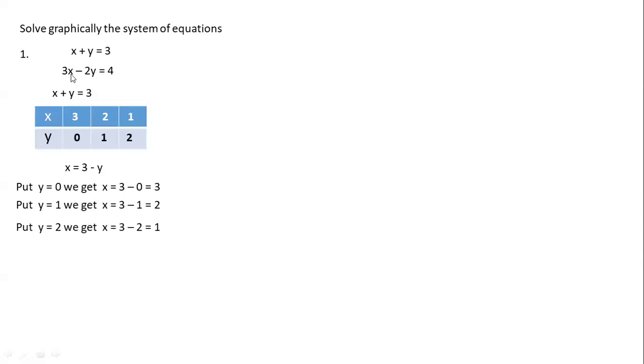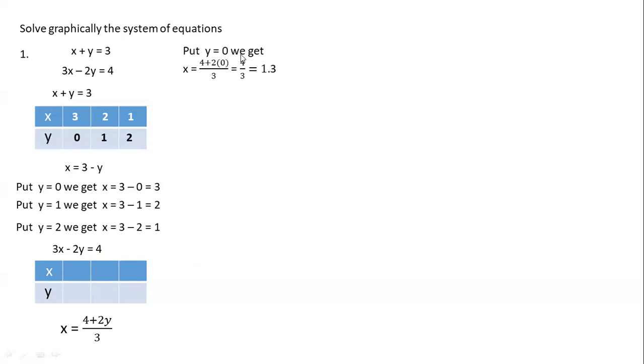Now we take the second equation and similarly make a table. The second equation is 3x minus 2y is equal to 4. Make the table, write x, y, and put the values. Since x has a coefficient, we write it as 3x is equal to 4 plus 2y. So take it this side, it becomes plus 2y. So x is equal to 4 plus 2y divided by 3. Now we start putting the value of y.